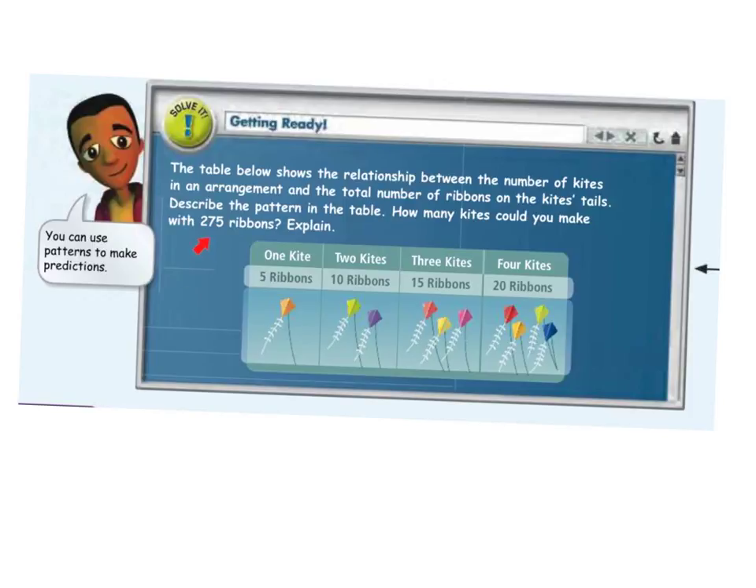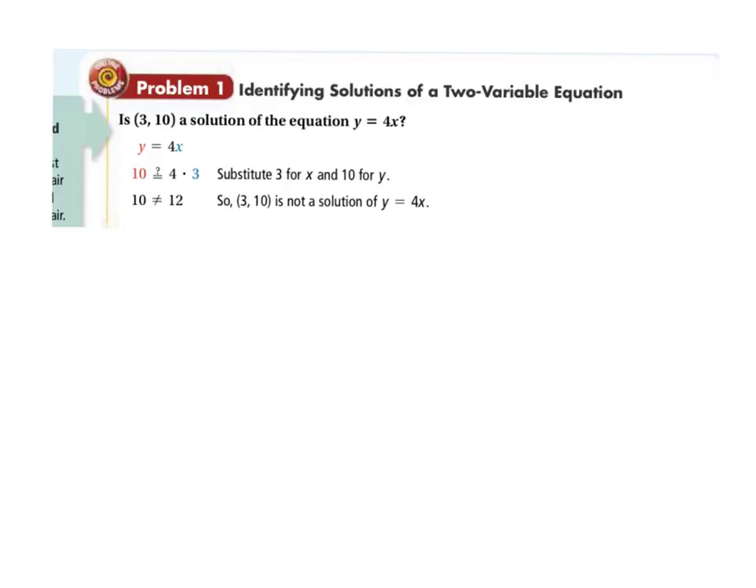So how many could you make with 275? Now, I would hope you all could say, okay, well, I would take the 275 divided by 5, right? Because there's 5 on each one, and that would give you an answer. So it's 5 per each one. Now, we practiced this part yesterday. Just want to hit it one more time.